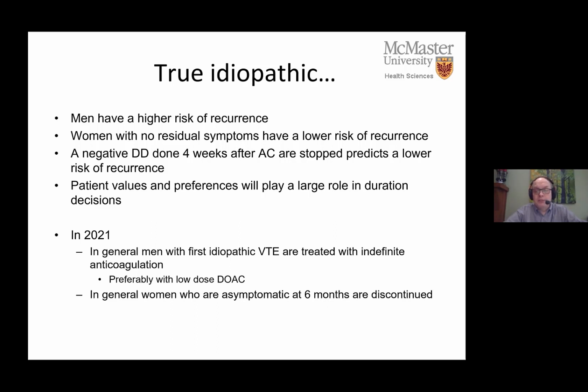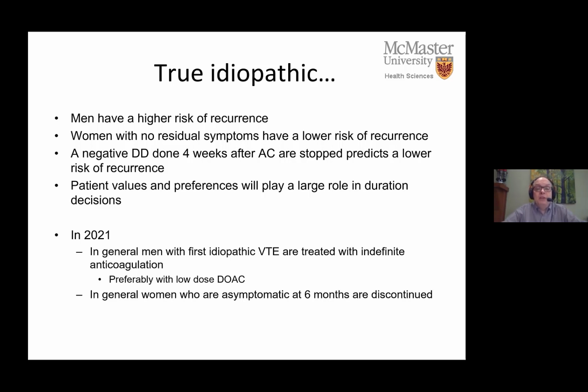He was then in Ottawa, he's now at McGill, looking at a prediction rule for women with DVT to see what risk factors would cause you to continue anticoagulants versus stop them. I won't get into that. Let's just say that for a woman who has minimal or no residual symptoms, you can probably treat them for 3 months and then stop, even in the setting of a true idiopathic DVT.